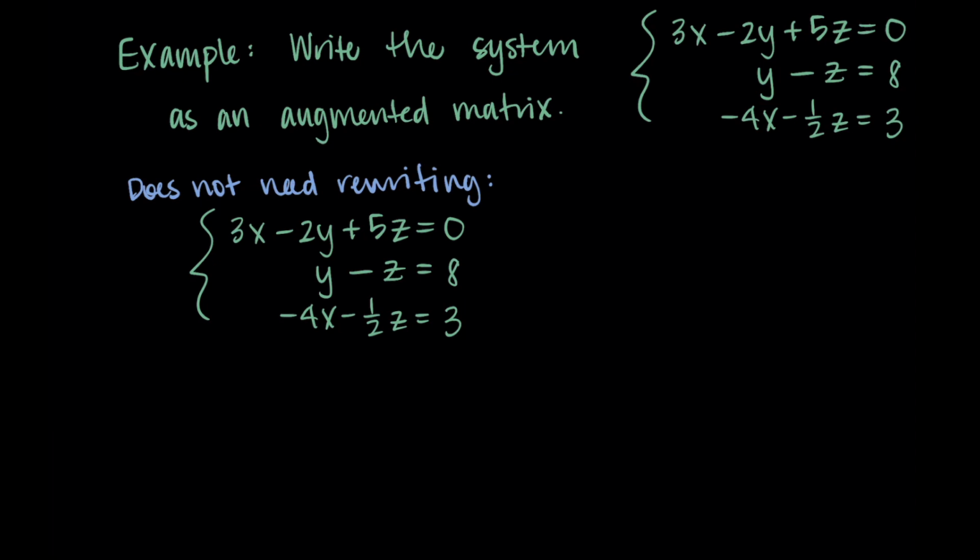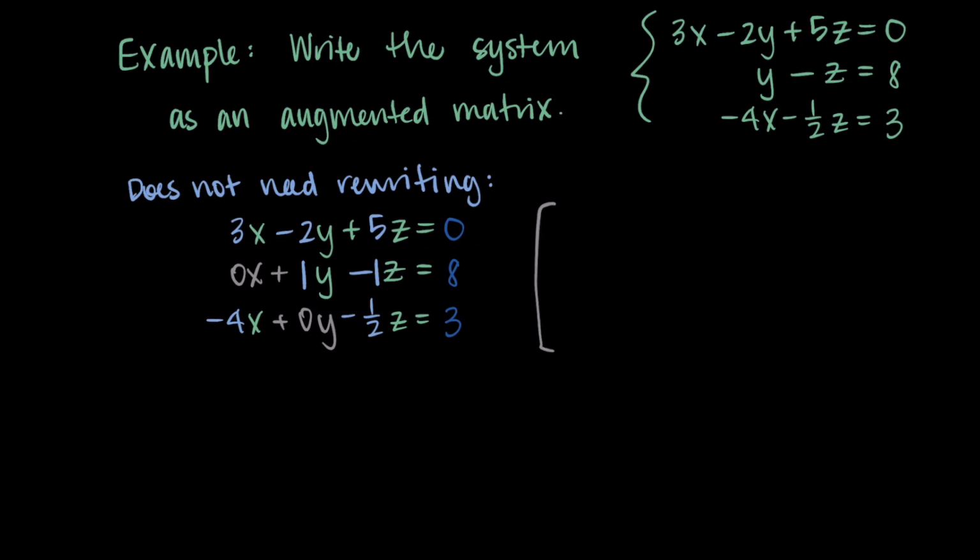So the first equation isn't too bad. I see that we have a 3, a negative 2, and a 5. For the second equation, I'm noticing that we actually have a 1y minus 1z. It's also good to note here that we have a 0x, so there aren't any x's. Then for the last equation, we have a negative 4 on the x, we actually have a 0 on the y, and then we have a negative 1/2 on the z.